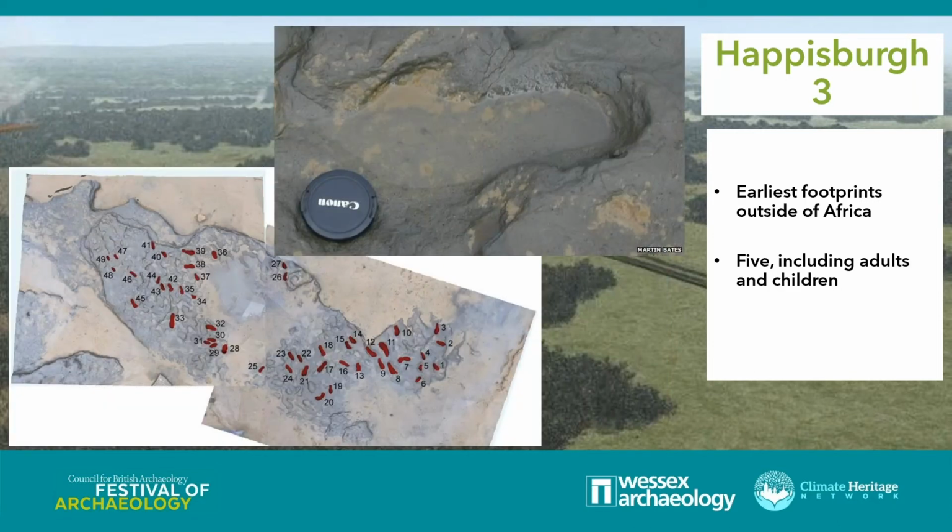One of the other fascinating things from Happisburgh is the discovery of these footprints. These footprints, discovered in essentially mud deposits on the foreshore, are some of the earliest human footprints outside of Africa. And they give us a fascinating insight into how groups operated at that time. Within these footprints, you can identify at least 5 individuals, and these individuals include adults and children. So we're looking at family groups from around 800,000 years ago.